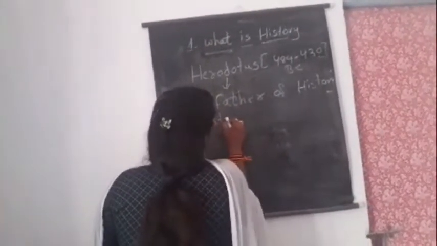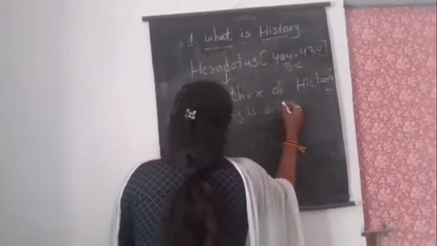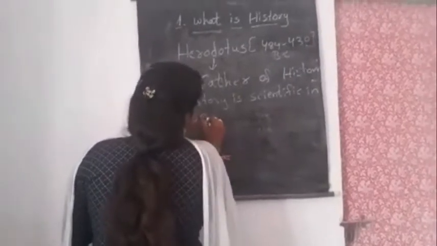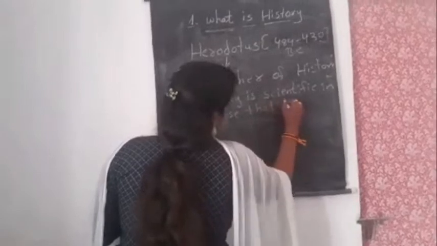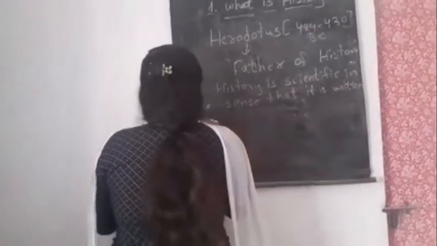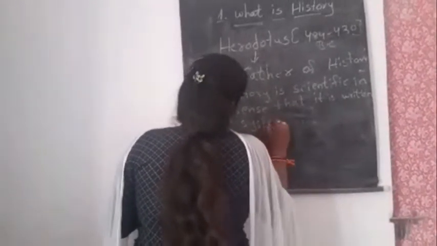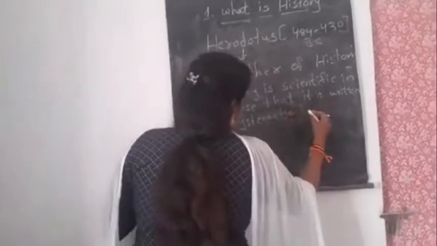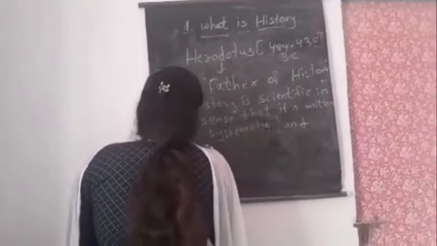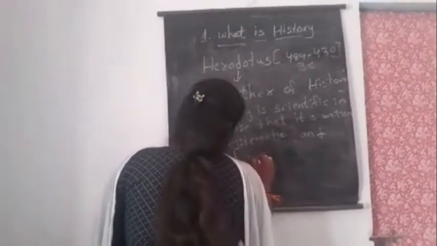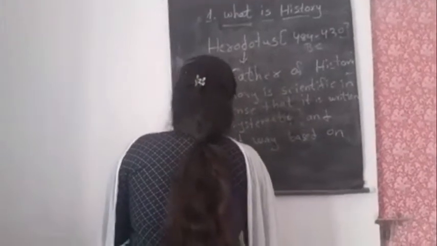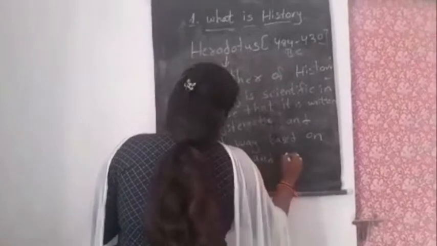History is scientific in the sense that it is written in a systematic and organized way based on evidence and witnesses.